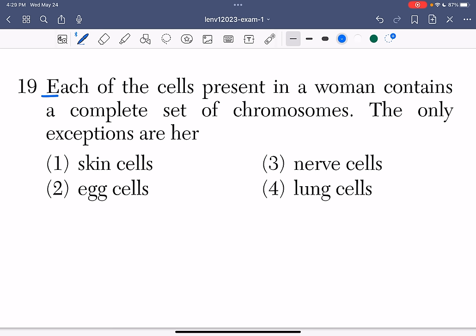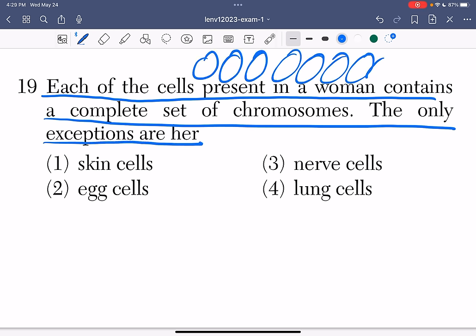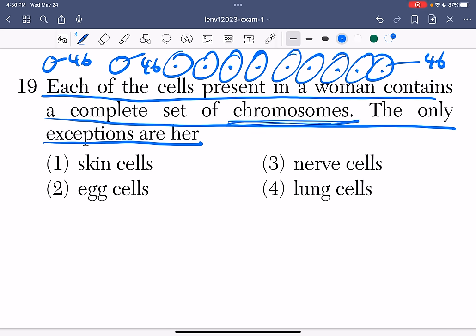19. Each of the cells present in a woman contains a complete set of chromosomes. The only exceptions are her. Every single one of your cells, your somatic cells, they all have a full set. Let's say these are skin cells, they all have 46 chromosomes. Your liver cells, 46 chromosomes. Your eyeball cells, 46 chromosomes. The only time that your chromosomes are half are your sex cells.